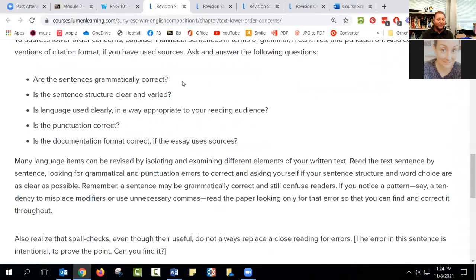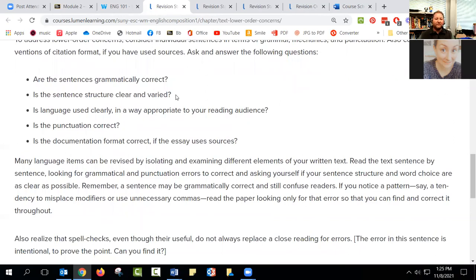Are the sentences grammatically correct, right? And that's what most people check for first, right? If you're using Word, you look for all the squiggly lines and things like that. Is the sentence structure clear and varied? This one's a little bit tougher if you don't typically write with varied sentence structure. And at the very simplest, when you think about sentence structure, you don't want to begin sentences in the same way all the time, right?